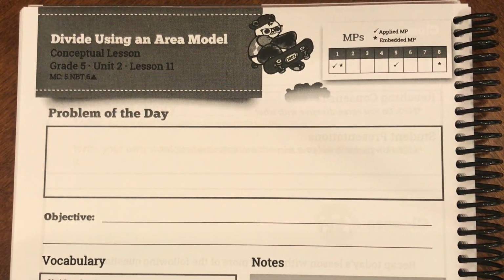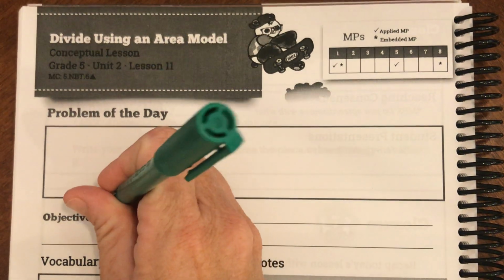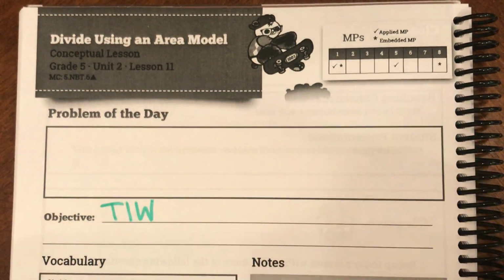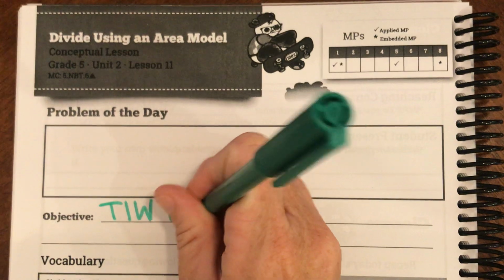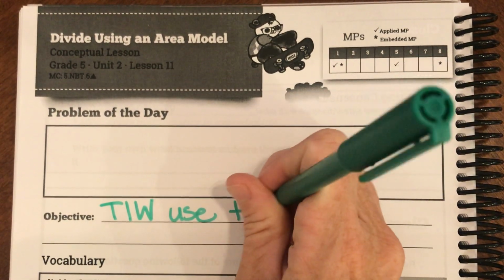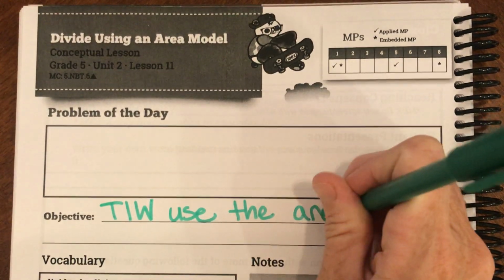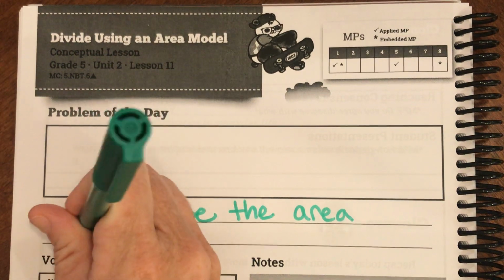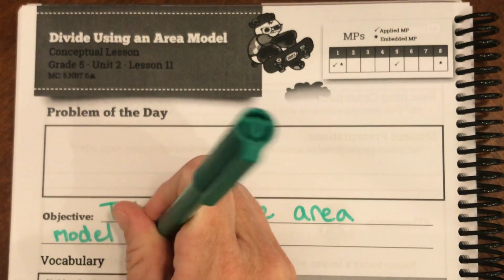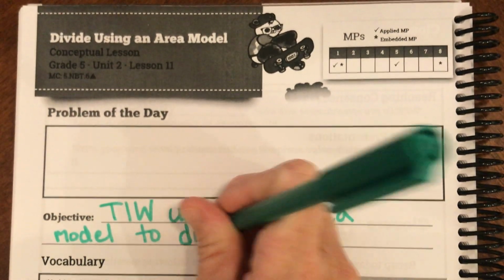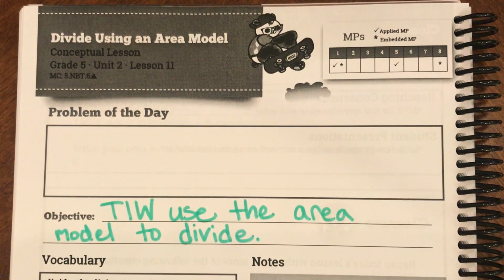Today we are on page 159 and we are moving into division. So our objective today is: today I will use the area model to divide. Okay. So today I will use the area model to divide.